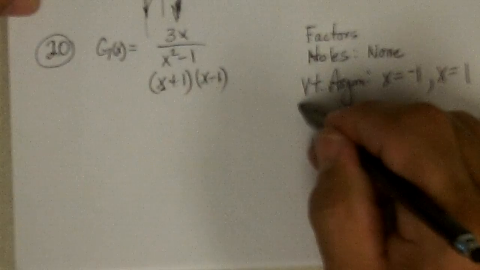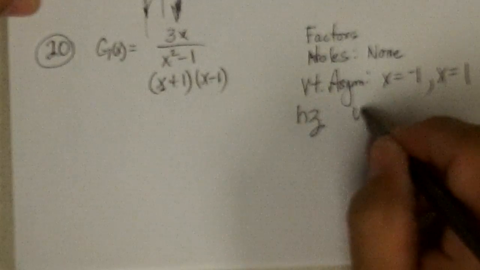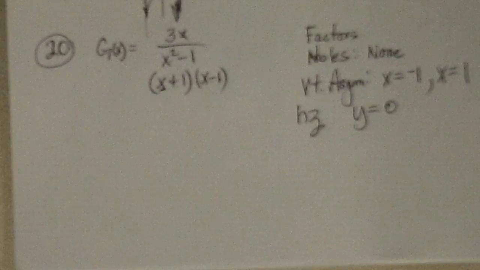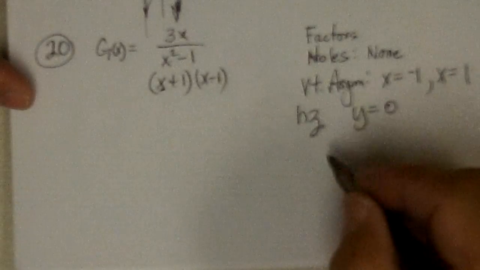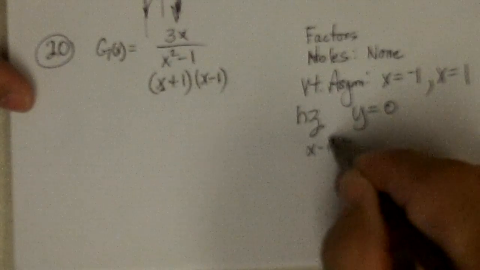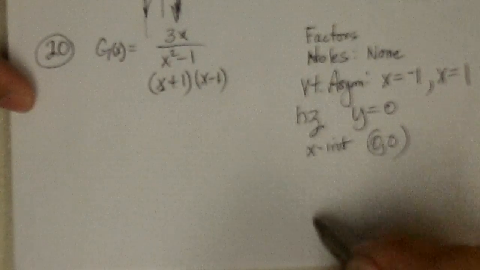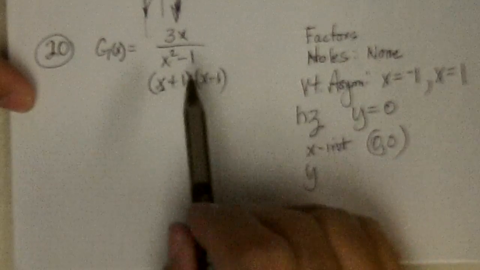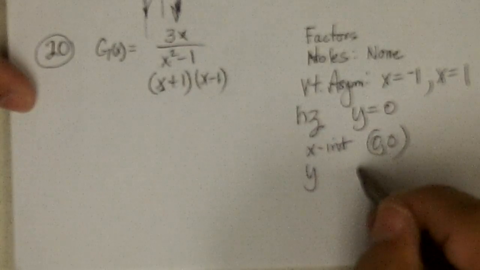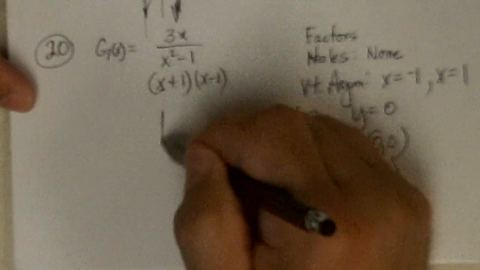And horizontal or oblique, well, since the degree of the numerator is less than the denominator, it's going to be y equals 0. Whenever the degree of the denominator is bigger than the numerator, it goes to the x-axis. Then x-intercepts: whatever makes the numerator 0, which is 0. So that would also be a y-intercept. Or you can put 0 in for x, and you get 0 over negative 1, which is 0. So that's the only point we know, so we can graph this.